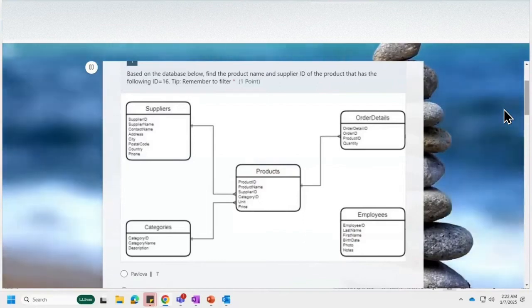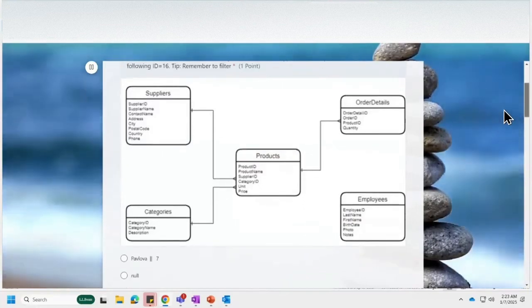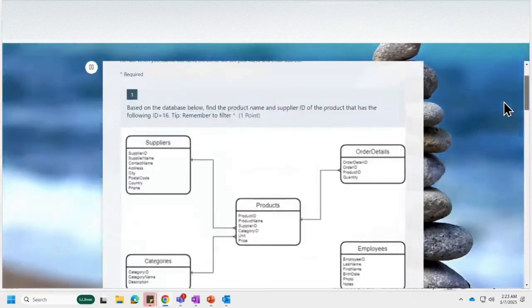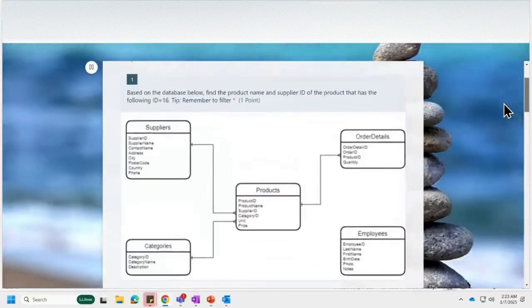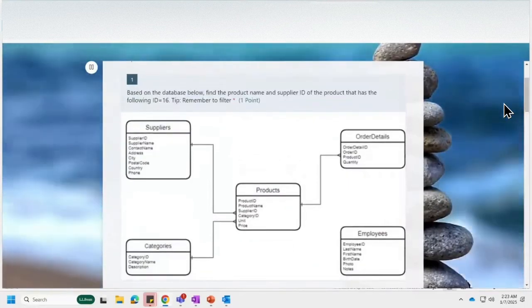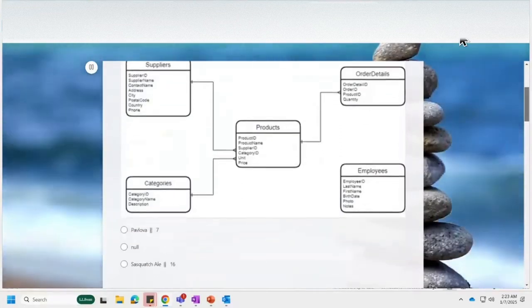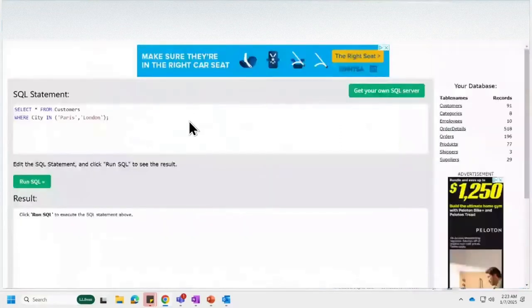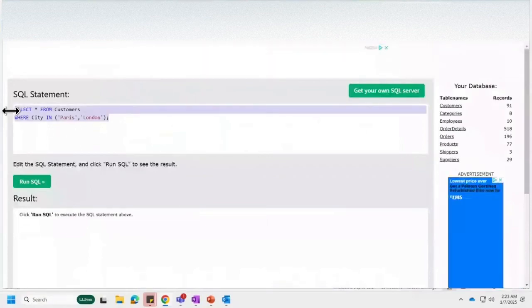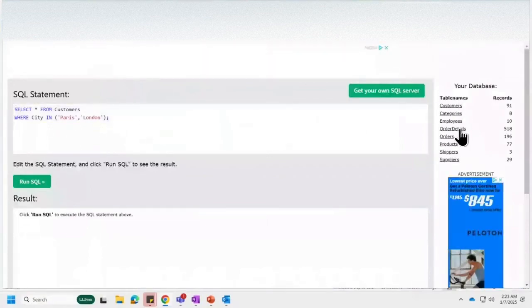Okay, we have to select, go to the query and write some query in the product table. Select supplier, product name, where supplier ID is equal to 16. Let's see what happens.